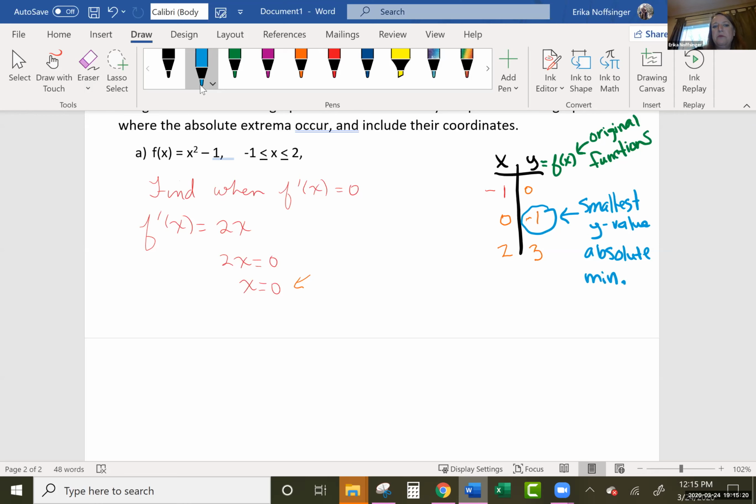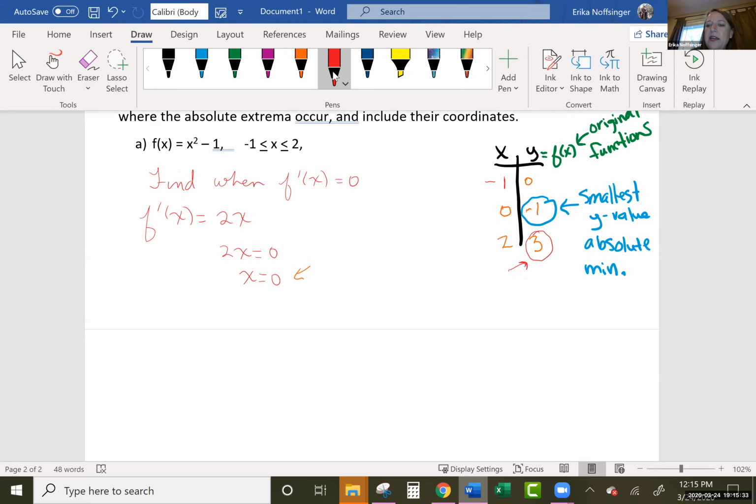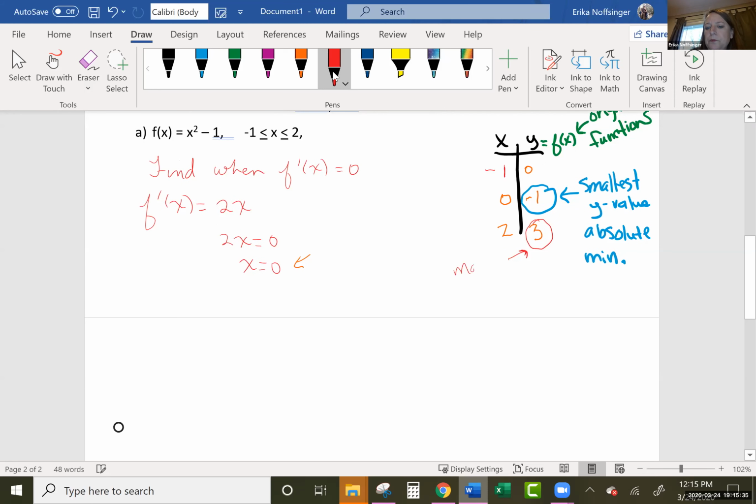And to find the absolute maximum, you're looking at the largest y value that we get. The largest y value that we receive back when we plug in either our end values or where our derivative was equal to 0 is 3. And so this is the maximum y value. So this is where the absolute min occurs.